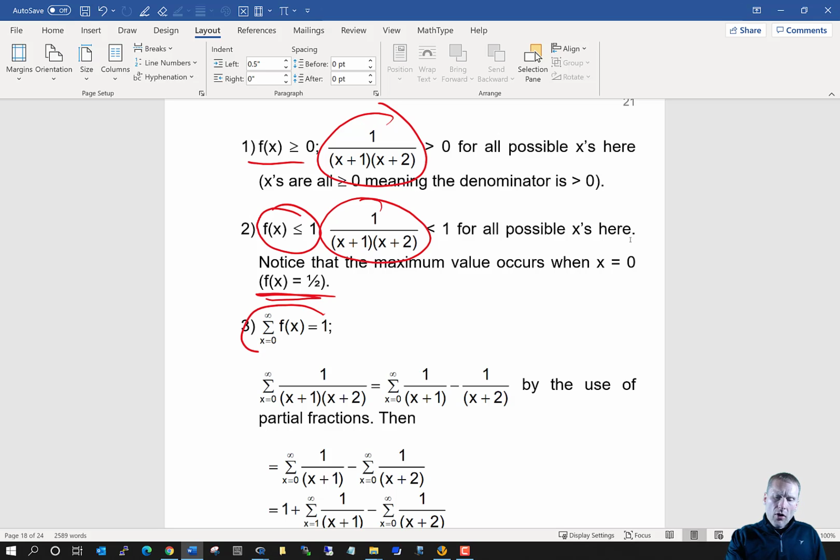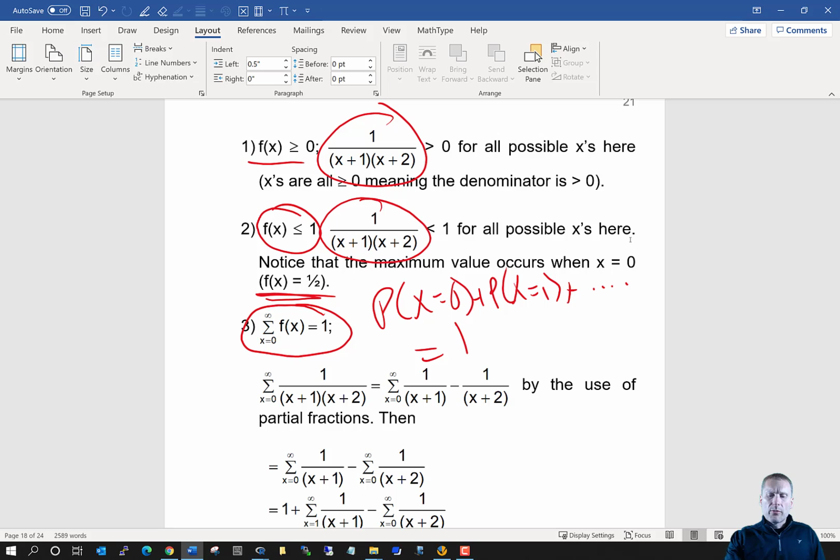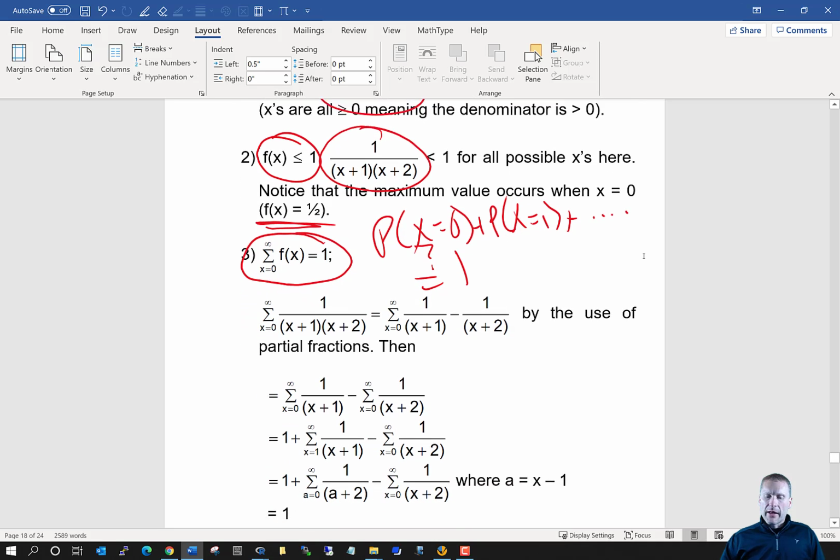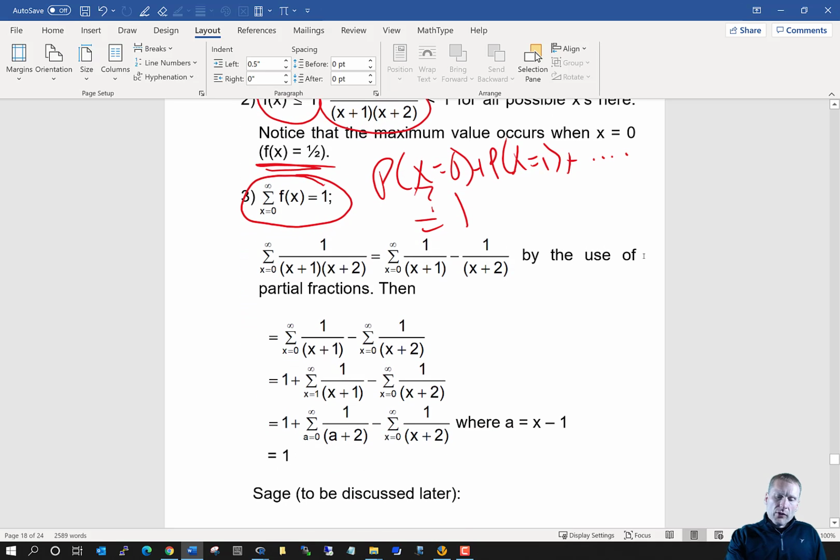And now, do all the probabilities sum up to 1? So similar to what we saw before, this would be the probability x is equal to 0 plus the probability x is equal to 1 plus, you can keep on going. Do those probabilities sum to 1? Now we get a little bit more into the math involved here to actually show that. So in other words, what I need to do is find this infinite sum, the sum from x equals 0 to infinity of 1 over x plus 1 times x plus 2.